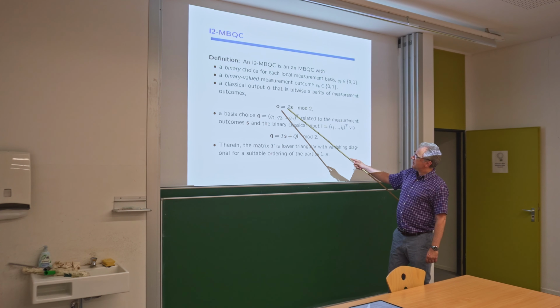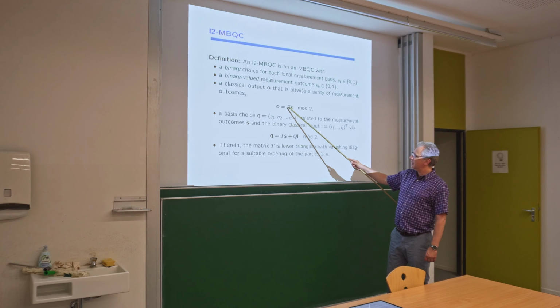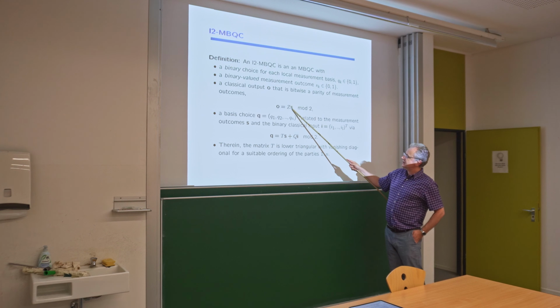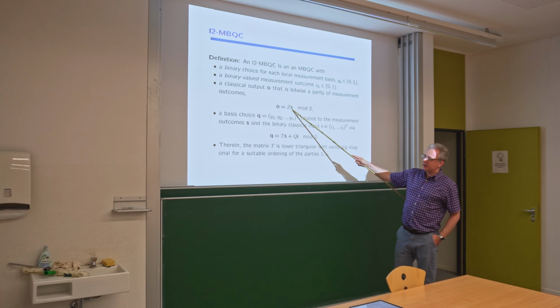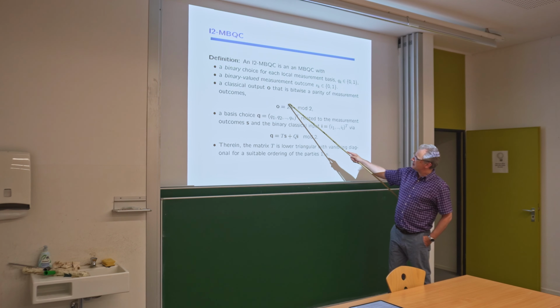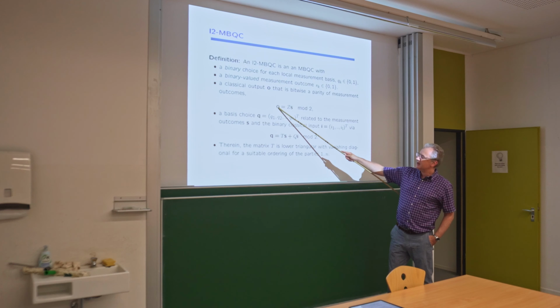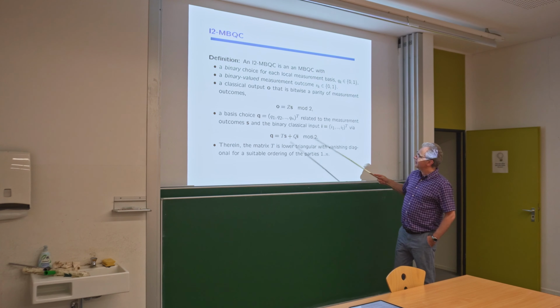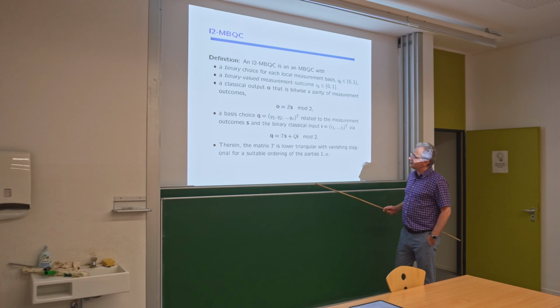So first is the relation between computational output, bitwise, a bunch of bits that may come out of this, and individual measurement outcomes. What you see here is a matrix. Bitwise, the output is a parity of certain measurements, and all this is mod 2. That's exactly how it was in the cluster state case.